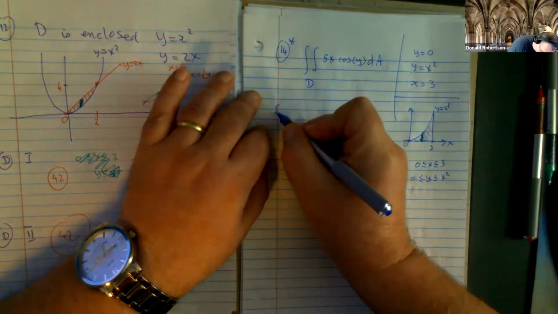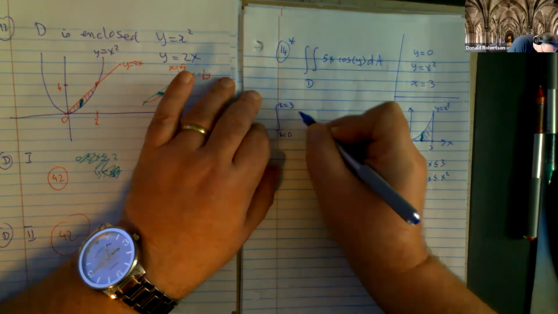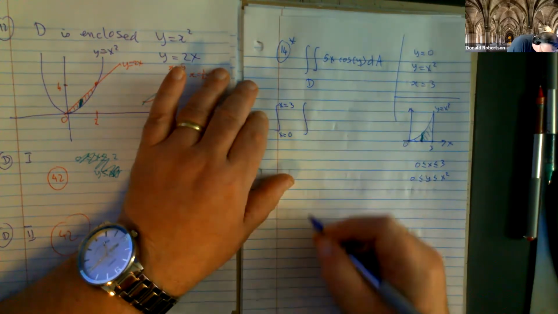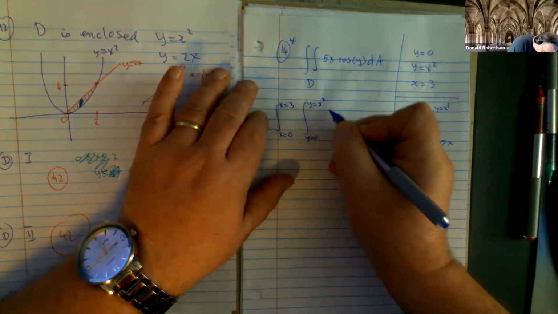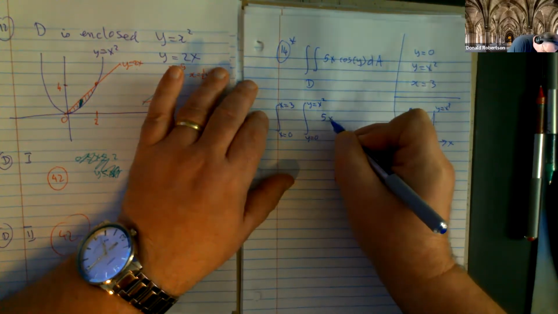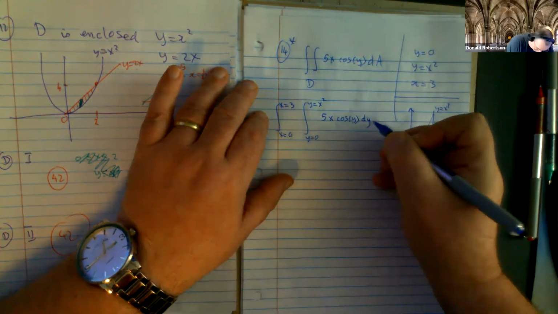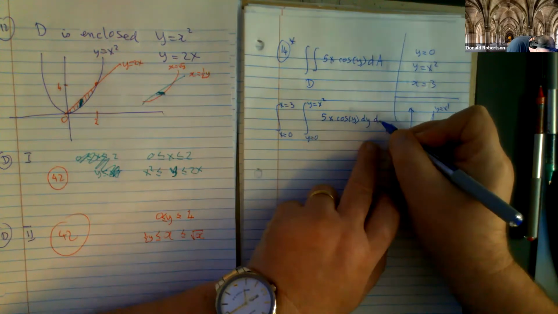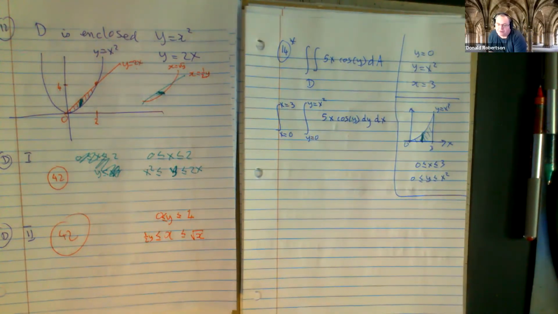So my integral is going to be from x equals 0 to x equals 3, and then from y equals 0 to y equals x squared, and then it's going to be 5x cosine of y. We're going to do a dy, and then a dx. Are we comfortable so far about the setup?